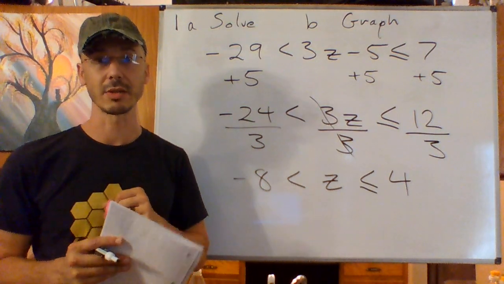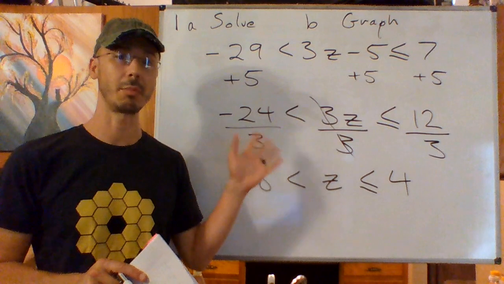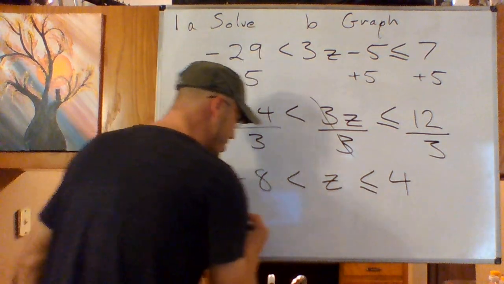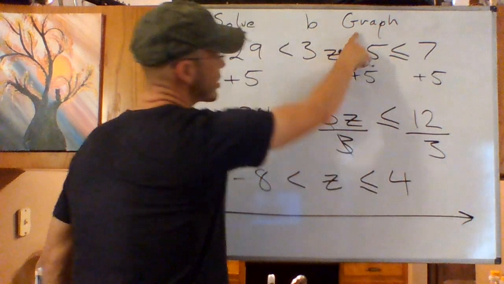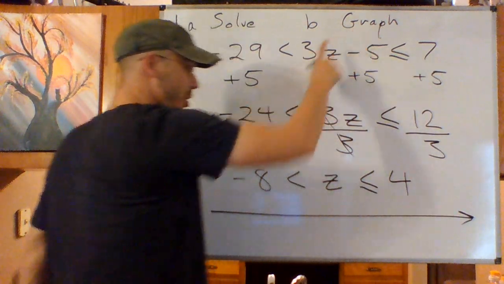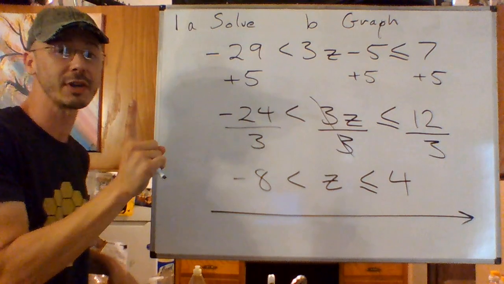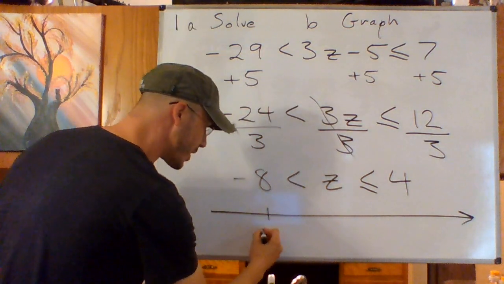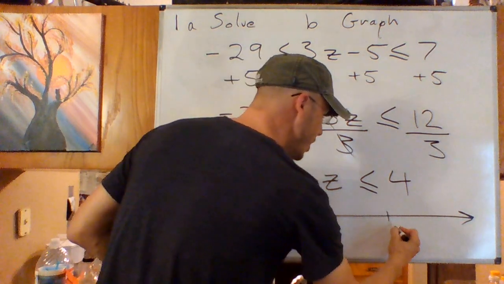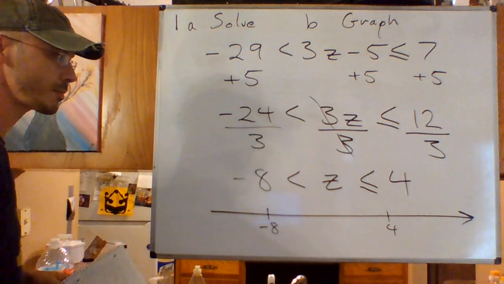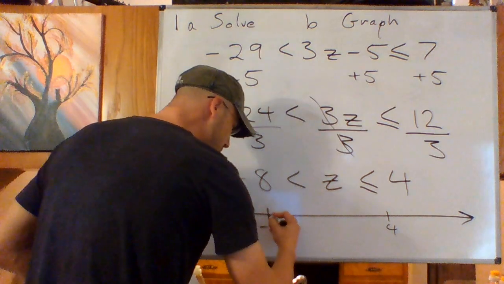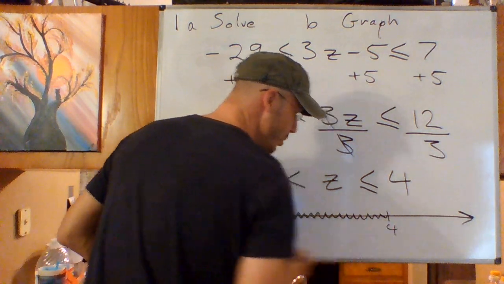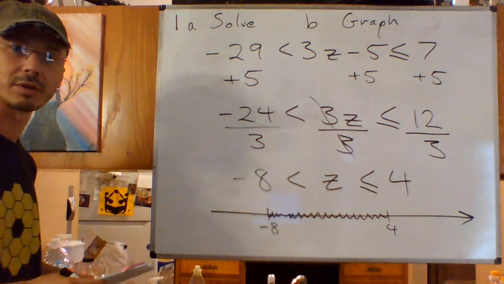Hawks is going to want you to answer in interval notation, though. Pretty much all of these, I think, want you to use interval notation. We'll get to that in just a minute, but I want to address the graph of these. A graph of an inequality in one variable is just a section of the number line. In this case, if I label -8 and 4, z is between those values. So I'm going to shade in between -8 and 4.